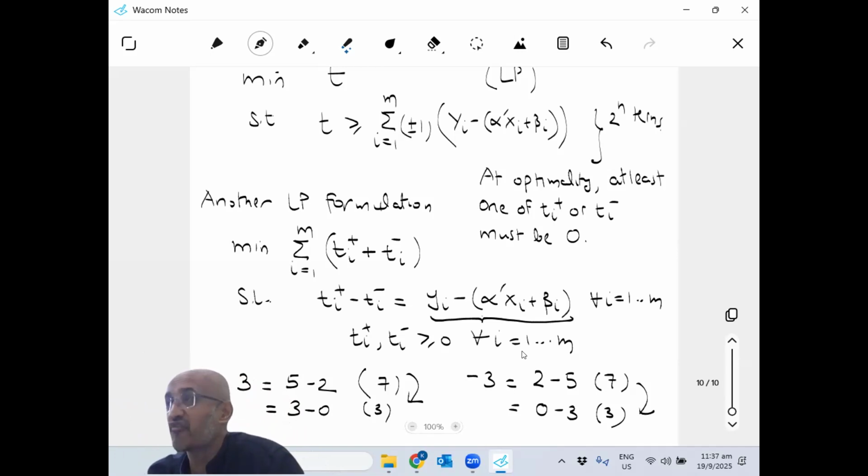Okay. So this is a valid fit. What this will do is, if this number was positive, it will give the positive value to Ti plus. That's why you put the positive value here. If this value was negative, it would give the magnitude of the number to Ti minus. Okay. So this is also a very standard trick which gets used in LPs. Any questions with this formulation?